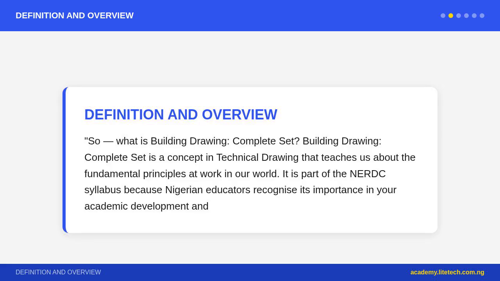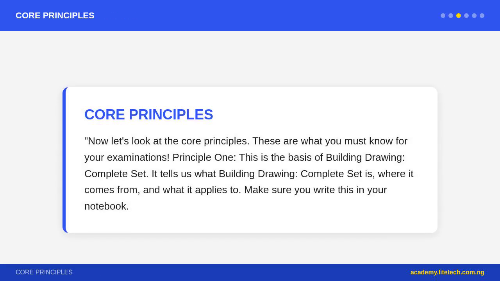Principle 1. This is the basis of building drawing, complete set. It tells us what building drawing, complete set is, where it comes from, and what it applies to. Make sure you write this in your notebook. Now, examples. This is where learning becomes real.